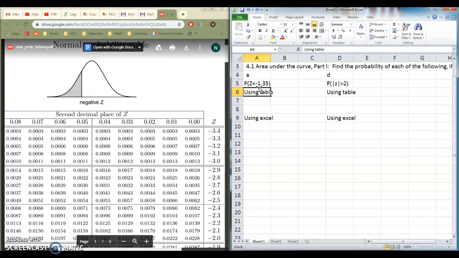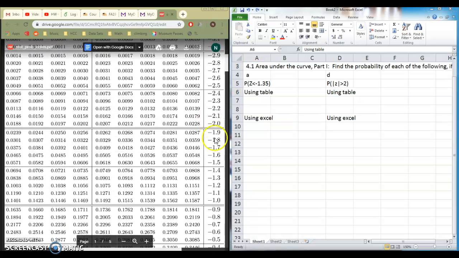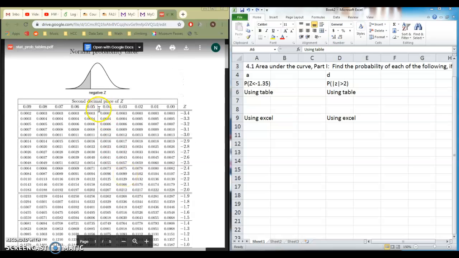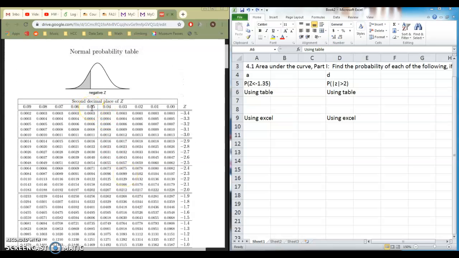So anyway, I have to look up negative 1.35. If I go over here to my z-score table, this is the same one that is in your book. There's a link on our site for it. Here's negative 1.3, and I have to go over to where the hundredths place is 5. So I need where these two overlap. 0.0885 is the probability that goes with the z-score of negative 1.35.